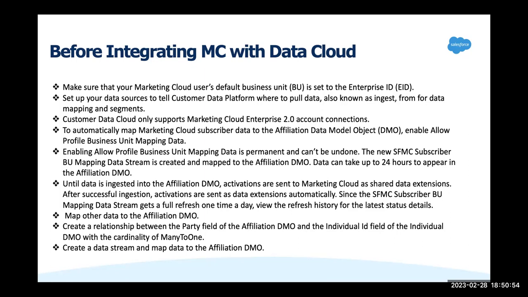All right. And there are some other specific things that everyone should understand. The main important thing is you can create a data stream and map data to the affiliation DMO. There are different data model objects available, especially for Marketing Cloud engagement data, which is your affiliation DMO. So I always recommend leveraging those affiliation DMO tables for mapping your engagement data back to your Data Cloud. The most important thing is that the data can take up to 24 hours to appear in your affiliation DMO table inside your Data Cloud. And for this Marketing Cloud to Data Cloud connection, I always recommend a 24-hour sync because you have plenty of engagement data happening every 24 hours.